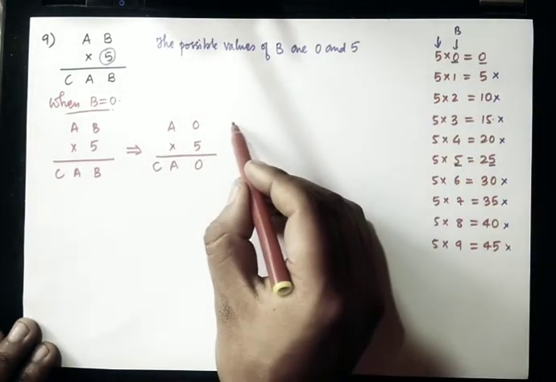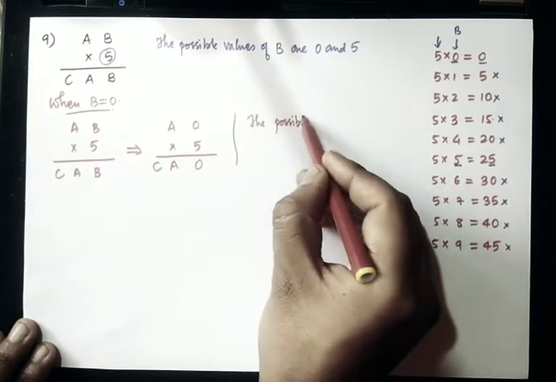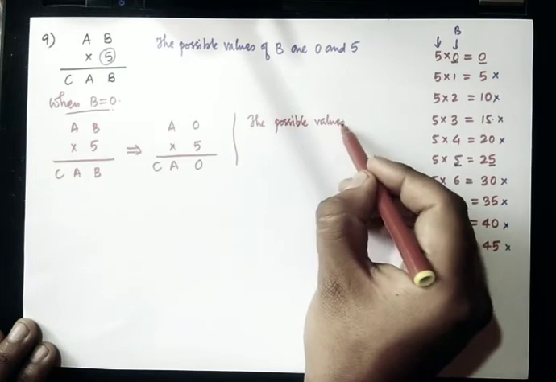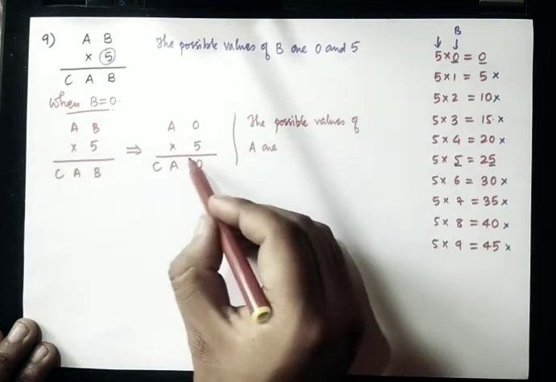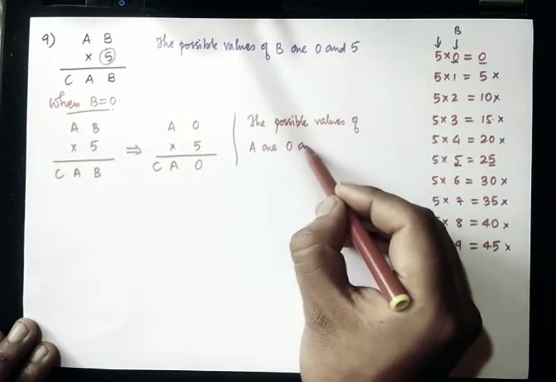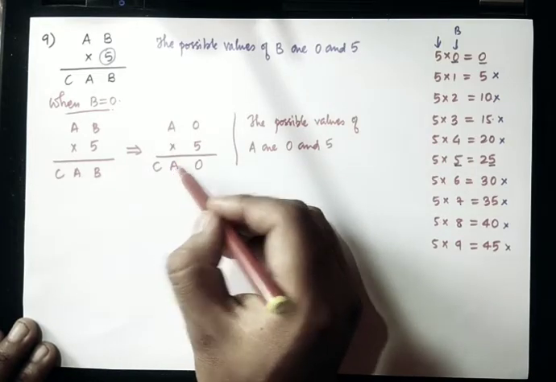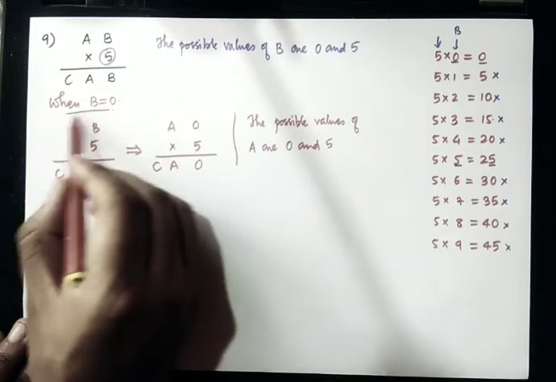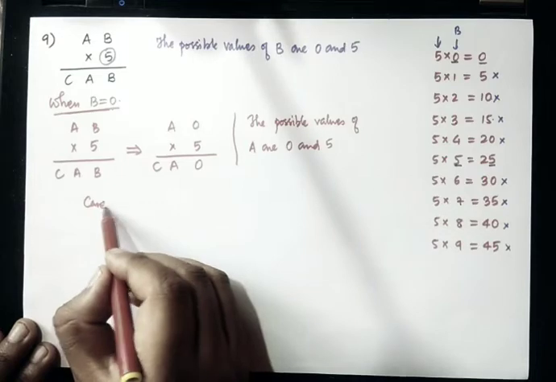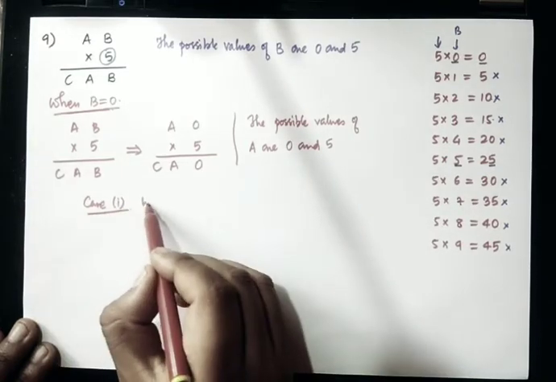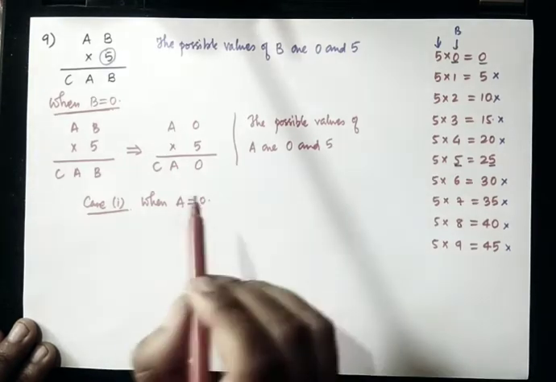Okay, so again this gives me the possible values of a are 0 and 5, again 0 and 5, because when you are multiplying a, you are getting again a, right? Okay, so let's check another case. So this is our main one. So this is case 1. Let me call this case 1. So when A is 0, let's see what happens here.